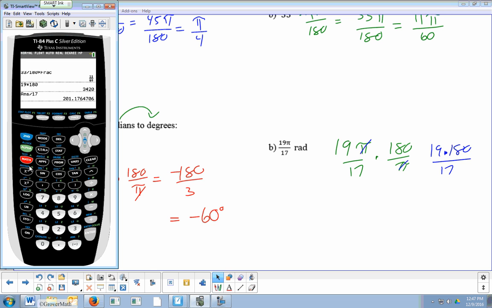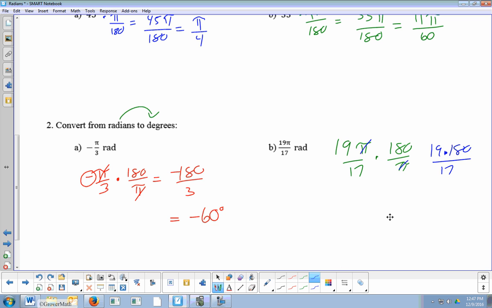And if I want to see if I can make this a fraction, not really. It's just going to be what 19 times 180 is. So 3420 over 17 is the final answer there. 3420 over 17. I mean, this is a tough one. If I gave you something simpler, it'd be a little bit easier.